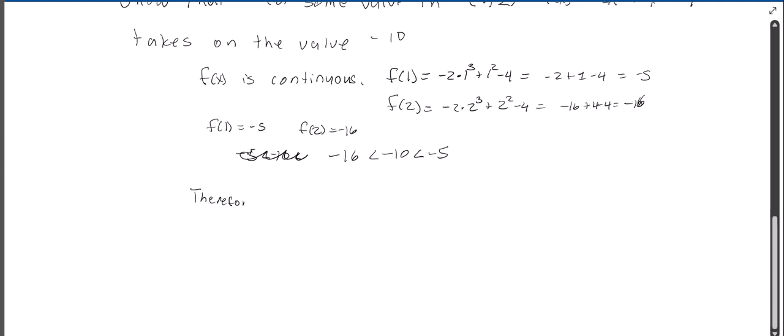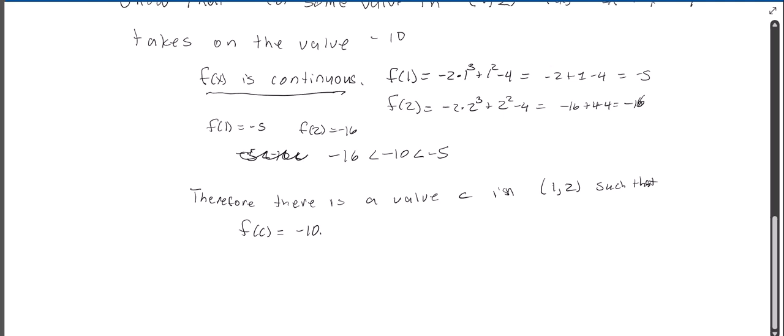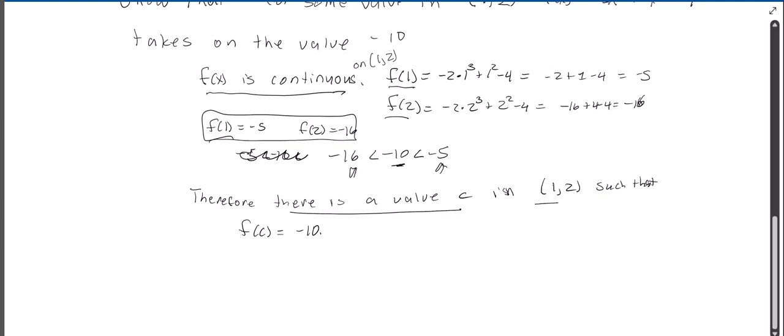Therefore, there is a value C in 1 to 2 such that f of C equals -10. So these are the things you have to say. You have to say that the function's continuous on the interval. This function is continuous everywhere, but you need to say it's continuous on the interval. You need to find the values at the endpoints. You need to say that your target value is in between those two endpoints. And once you've shown that, then you can state your conclusion: therefore, there is a value C in the interval such that the value of that equals your target value.